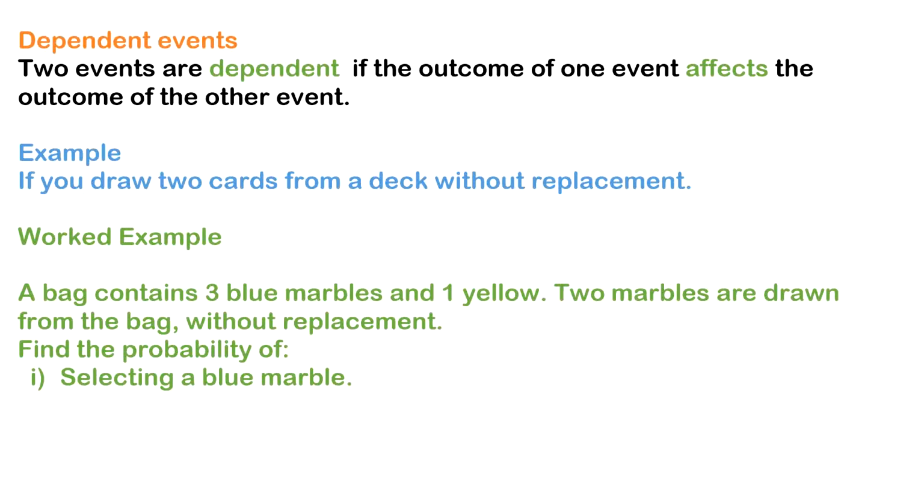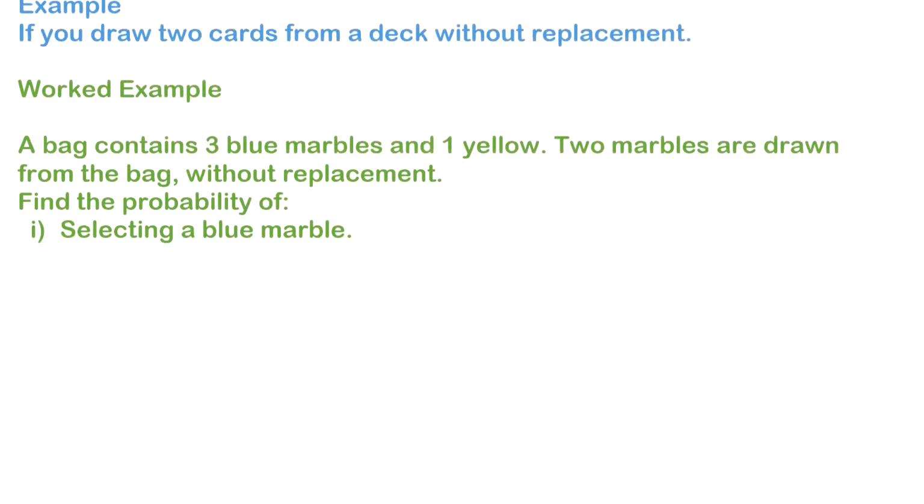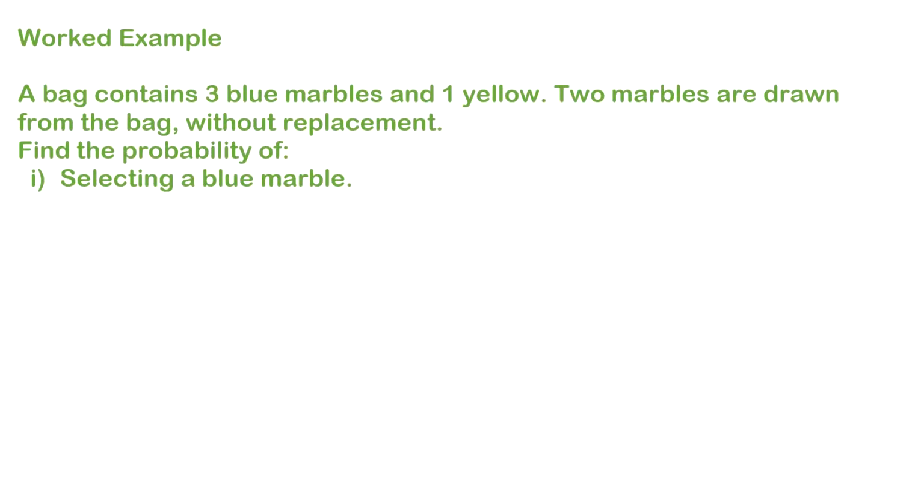If we do a worked example here, it might help with the understanding of what's going on. In our worked example, we have a bag that contains 3 blue marbles and 1 yellow marble. Two marbles are drawn from the bag without replacement. The key word there, without, tends to indicate that this is going to be a dependent event. The first question is asking us to find the probability of selecting a blue marble.